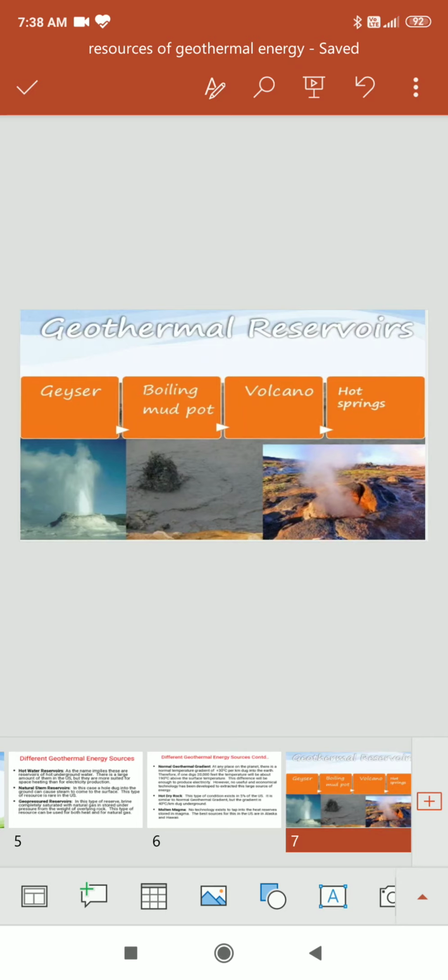Next, these are the main reservoirs in the diagrams: geysers, boiling mud, hot volcanoes, hot springs. These are the places which are suitable to extract geothermal energy.